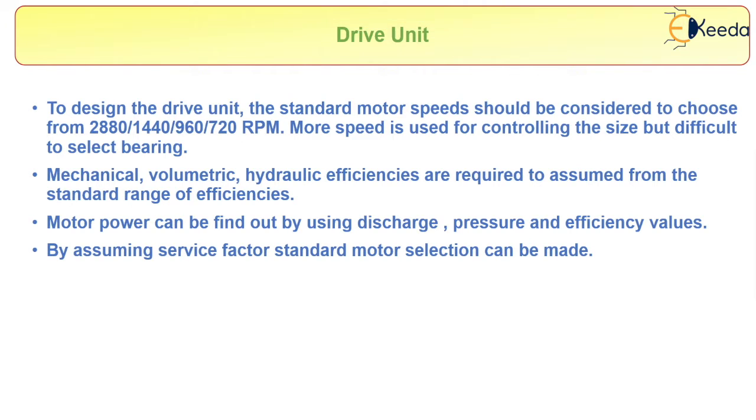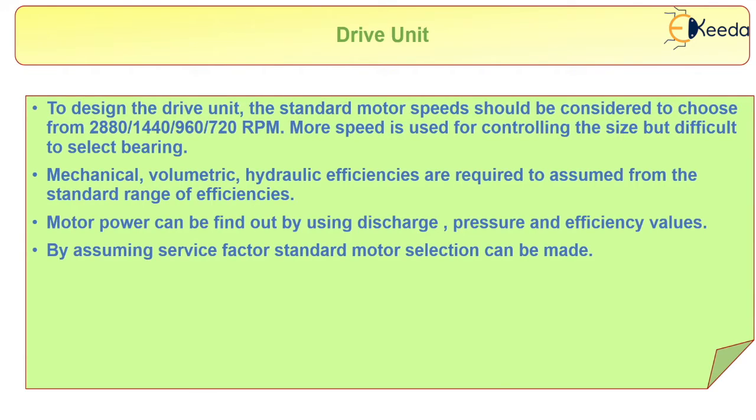Next, to design the drive unit, the standard motor speeds are considered, like 720 rpm, 960, 1440, 2880 rpm. Higher speeds are used for controlling the size but it is difficult to select a bearing.